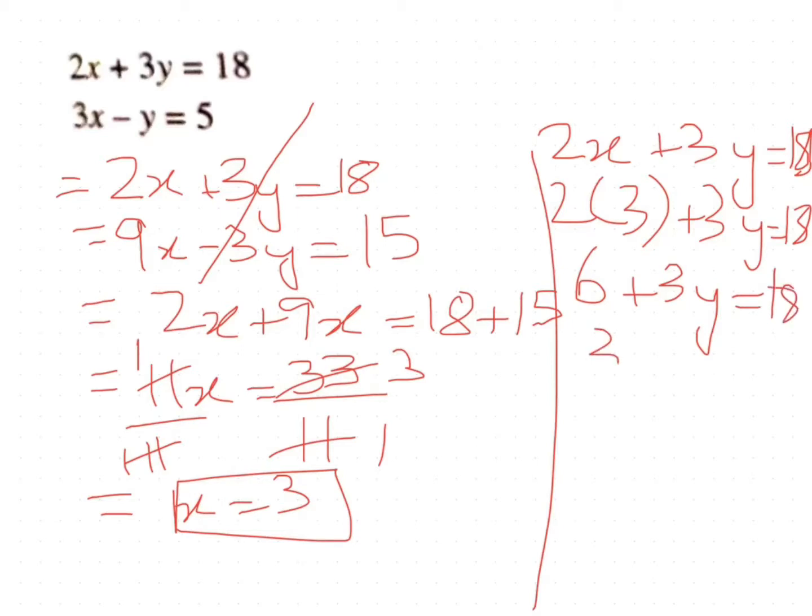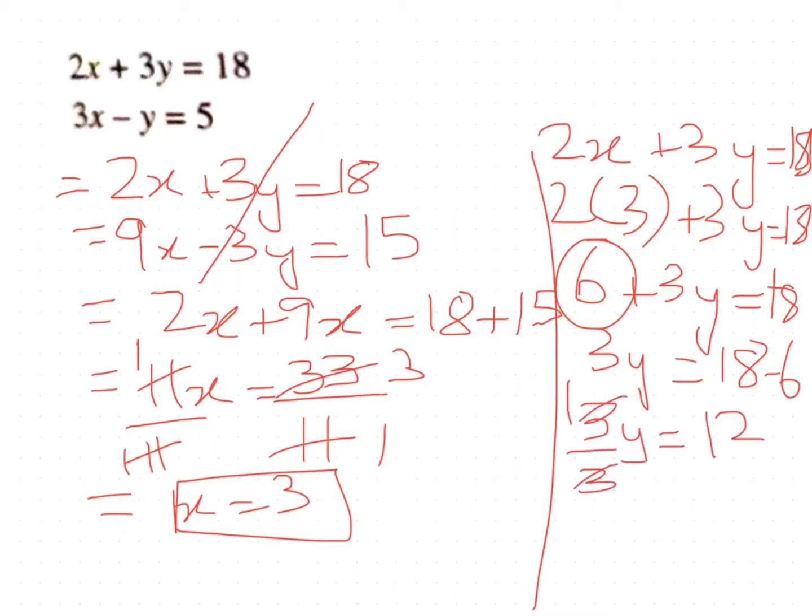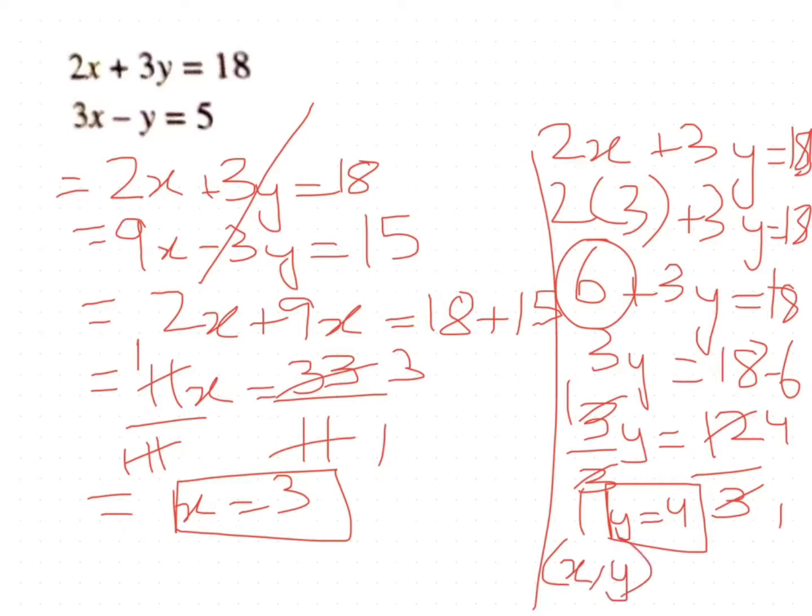3y equals 18 minus 6. The sign of 6 is plus, so it becomes minus on the other side. Now it becomes 12, so 3y equals 12, and then we simplify it. The answer would be y equals 4. So let's write the answer: (x, y) equals (3, 4). We have solved the question. Let's move towards our last question.